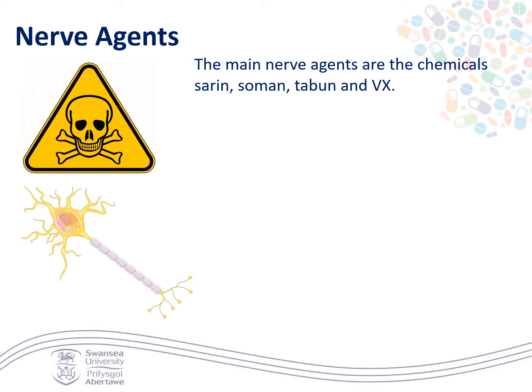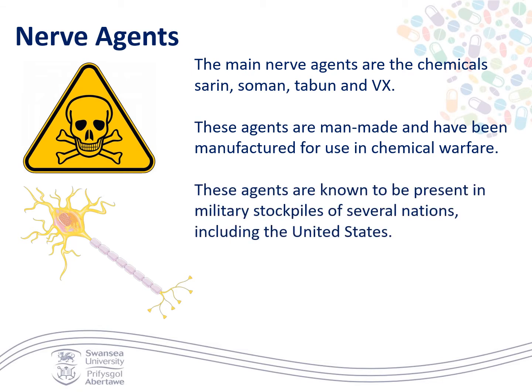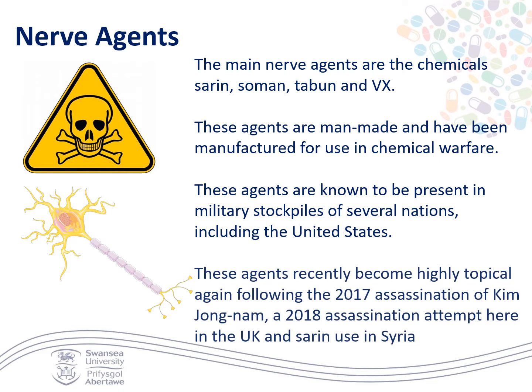Now, the main nerve agents that we are aware of include things such as sarin and VX, and these are all man-made chemicals which have been manufactured for the purpose of chemical warfare. These agents are known to be present in military stockpiles of several nations, including the United States, and they've become highly topical following the assassination of Kim Jong-nam in 2017 and the assassination attempt here in Salisbury in the UK back in 2018. Additionally, the use of sarin was reported in Syria. So these chemical weapons are a massive area of debate and are worryingly being used all around the world.